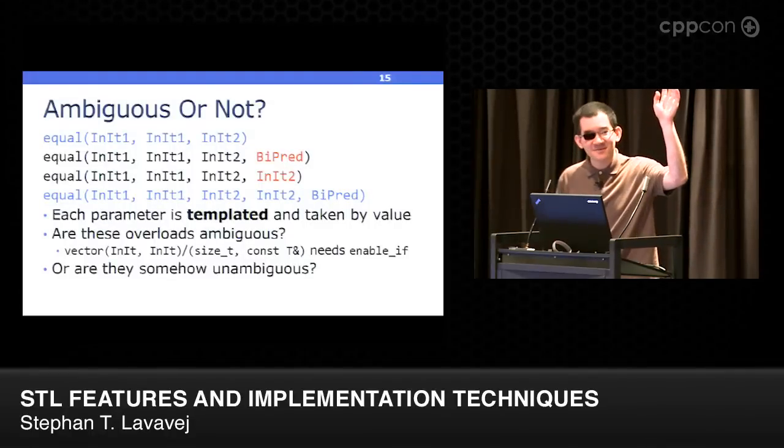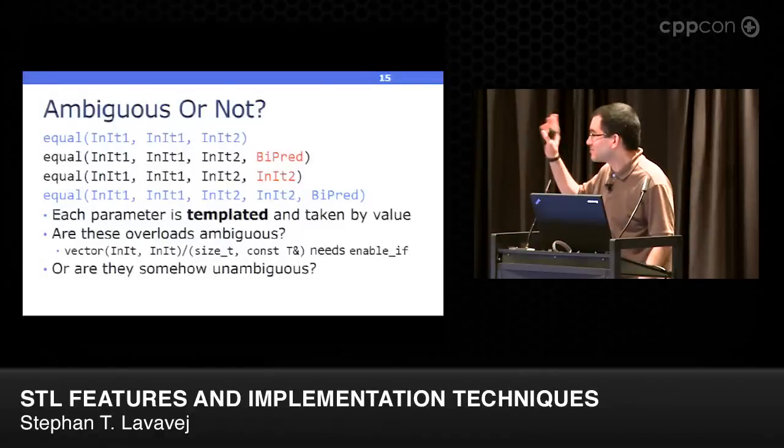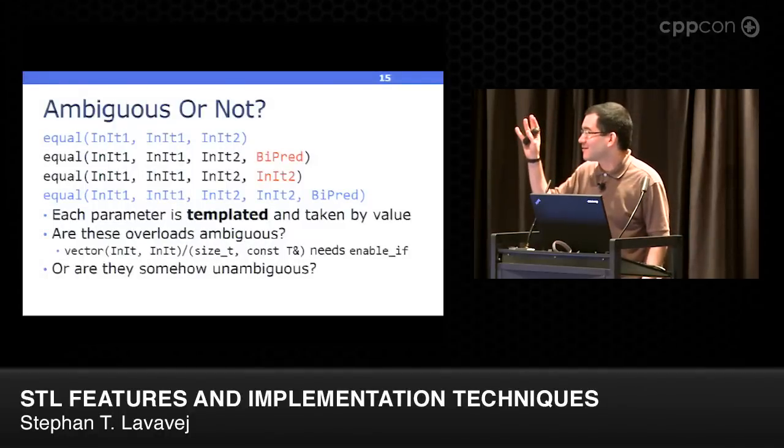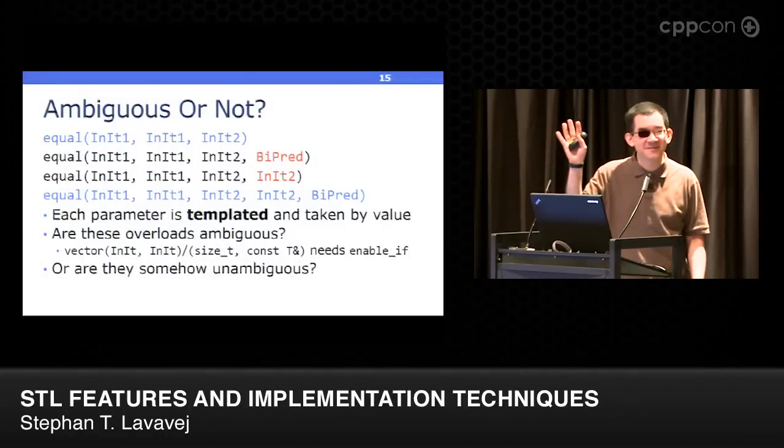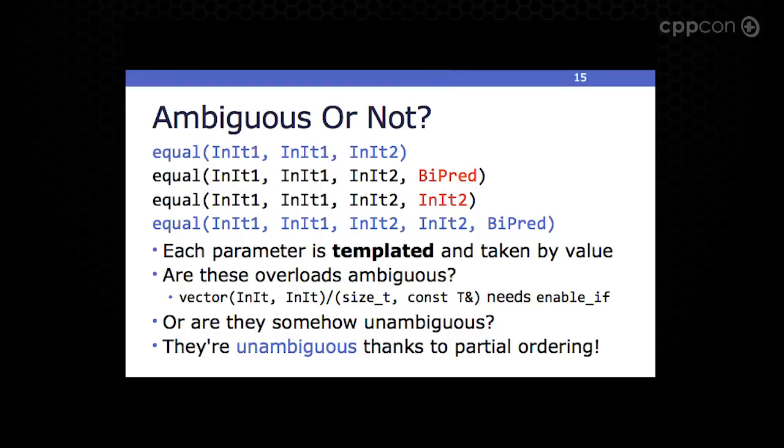Raise your hand. OK, some people think. Who thinks that they're unambiguous by some magical mechanism? OK, a lot of people believe in magic. Very interesting. The answer is actually that they are unambiguous. And this is true for a very surprising reason, partial ordering of function templates.